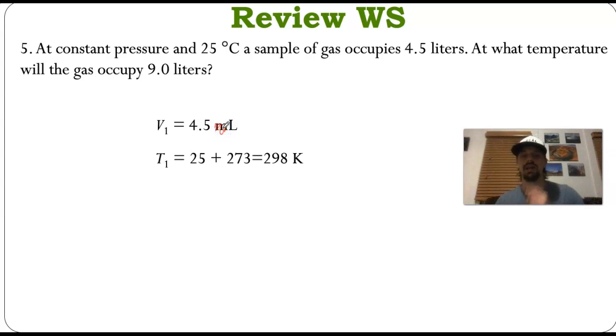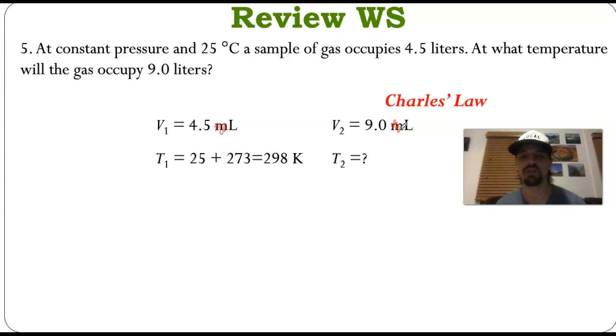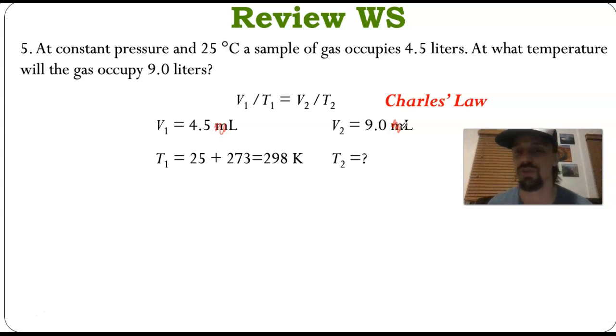All right, anyway, at what temperature, so I'm looking for T2, will the gas occupy a volume of 9 liters? Again, it shouldn't say milliliters, that should say liters. So sorry about that. So here are my variables. Notice I'm given a V1 and a V2, a T1 and a T2. So I'm not going to use the ideal gas law. I'm going to use Charles' law, which says V1 over T1 equals V2 over T2.